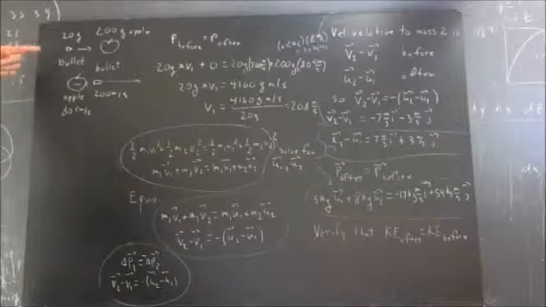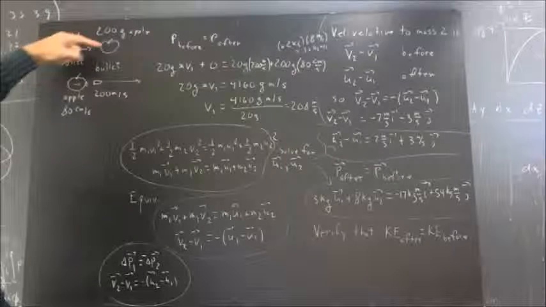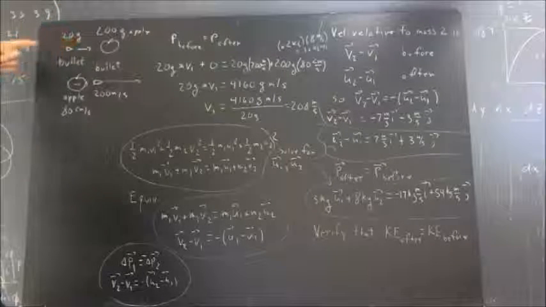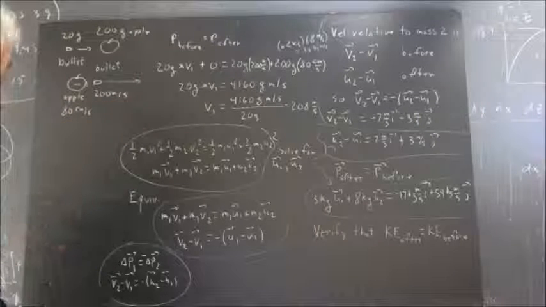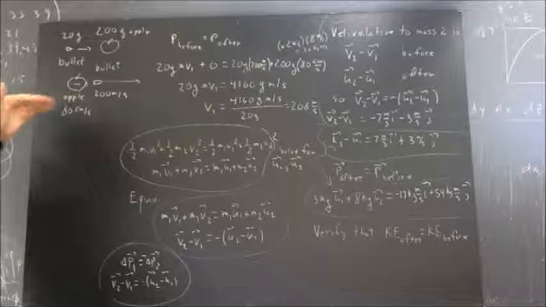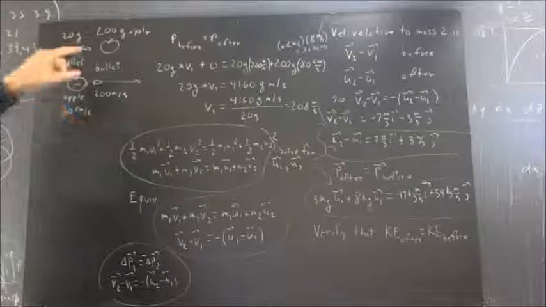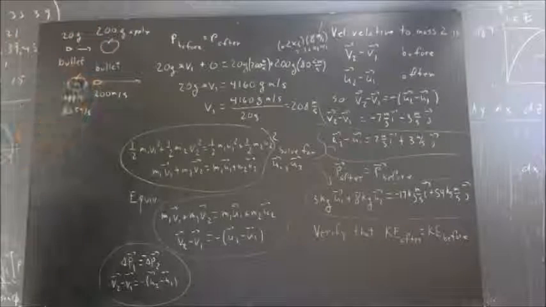We have a 20 gram bullet being shot into a 200 gram apple. The bullet passes through the apple and comes out with a velocity of 200 meters per second. The apple has a velocity of 80 centimeters per second. The apple was initially stationary. So we want to calculate the speed of the bullet before the collision.